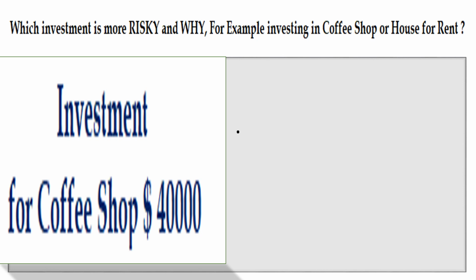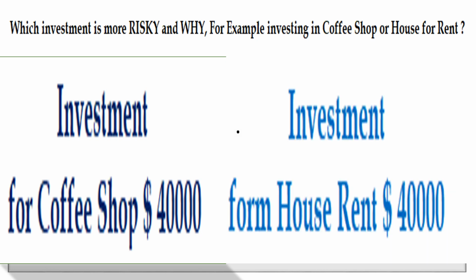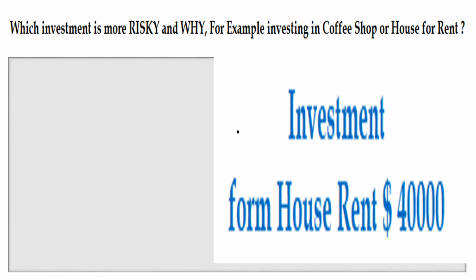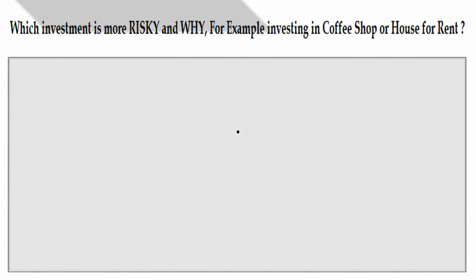We have here an investment with two alternative proposals. An investor has $40,000 and he wants to identify or measure which investment is more risky and why. For example, investing in a coffee shop or a house for rent. Let's assume that an investor has $40,000 and he has two options: either open a coffee shop or invest in a house which will generate rent for him.